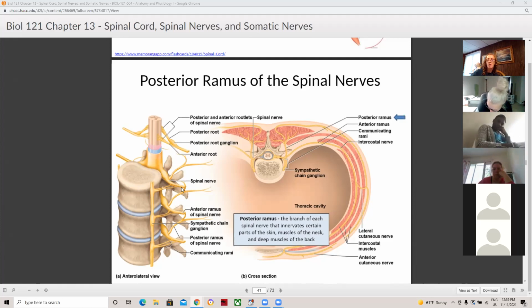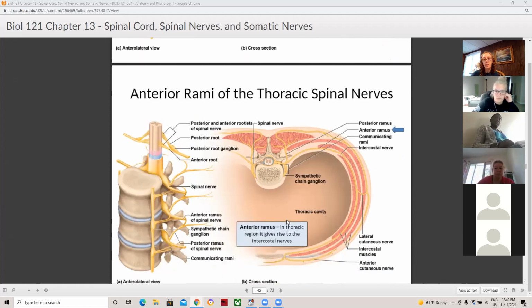So any nerve that innervates a certain area, that's the area that nerve is responsible for. So the posterior ramus of each spinal nerve is going to innervate certain parts of the skin, the muscles of the neck, and deep muscles of the back, meaning it's responsible for innervating those regions. Does that help, Brianna? Yeah, it does. That makes sense. Okay.